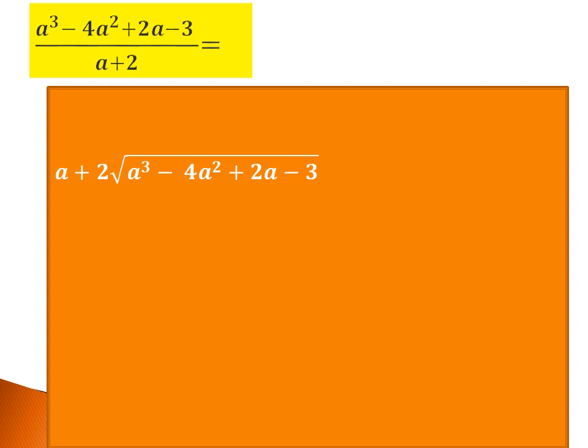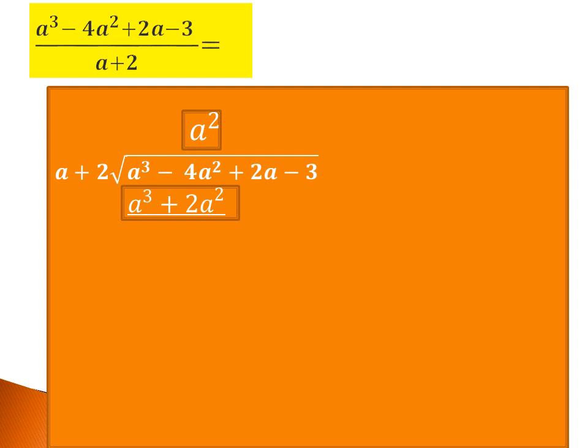Step 2. Divide the term with the highest power in the dividend by the term with the highest power in the divisor. In this case, we have a cubed divided by a, so that is a squared. After that, multiply the answer obtained in the previous step by the divisor. So we have a squared times a, that is a cubed. A squared times 2, that is 2a squared. After that, subtract the given.